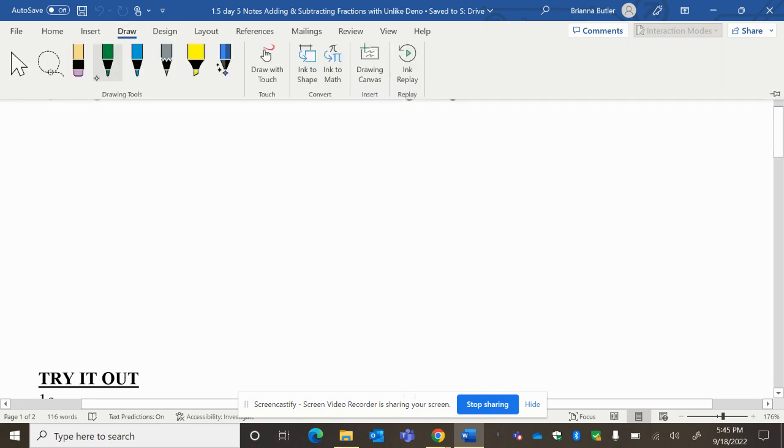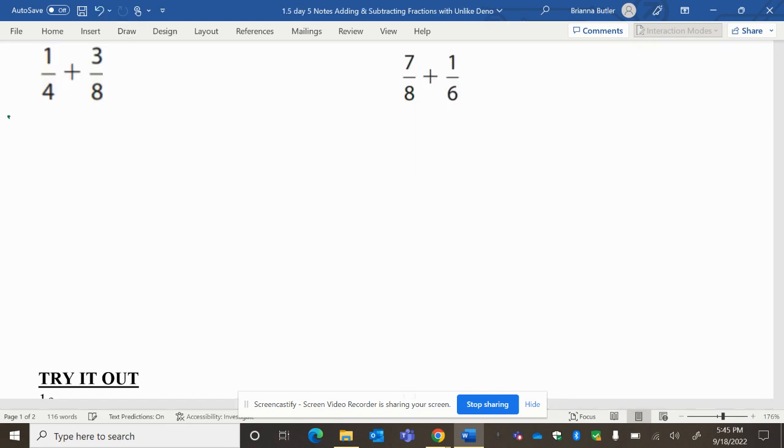So first here, we see that we have 1/4 plus 3/8. And we're going to think about a multiple that we have in common here to find an equivalent fraction that would give us a common denominator.